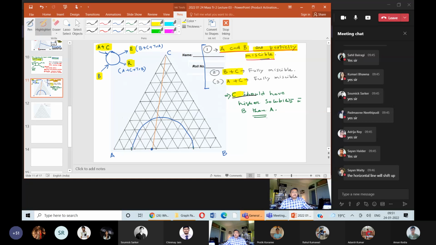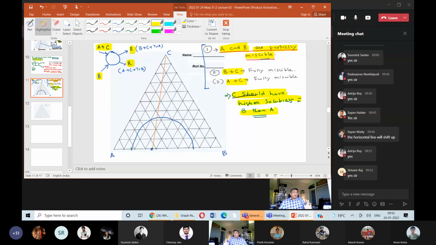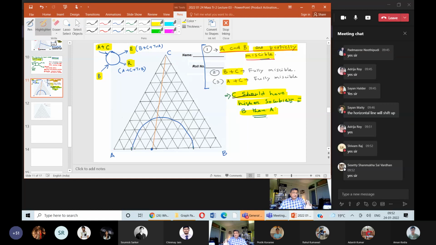Forget about that relative separation factor or whatever we talked about. Forget about all those big terminologies, the selectivity and all. In simple terms, C should have higher solubility in B as compared to A. Is it clear? Everybody agrees?